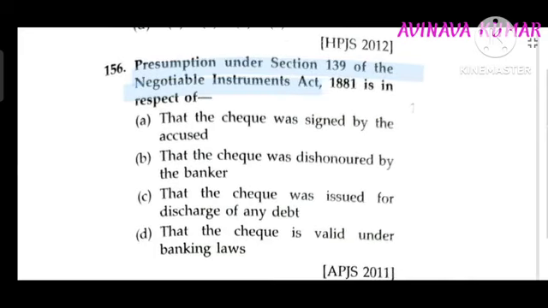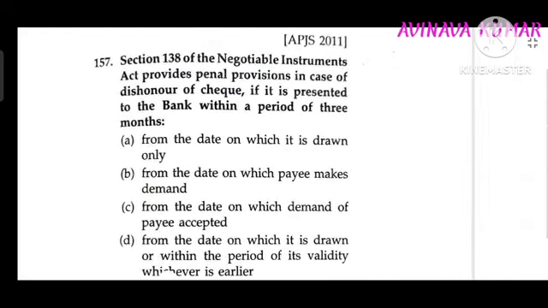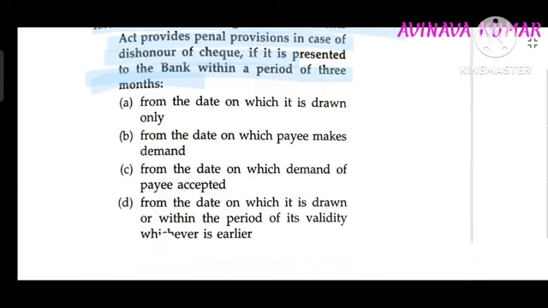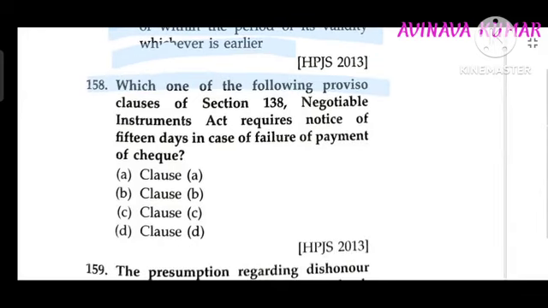Presumption under Section 139 of NIA is in respect of that the check was issued for discharge of any debt. Section 138 of NIA provides a penal provision in case of dishonor of check if it is presented to the bank within a period of 3 months from the date on which it is drawn or within the period of its validity, whichever is earlier. Which one of the following is a proviso of Section 138 of NIA? Notice of 15 days in case of failure of payment of check.